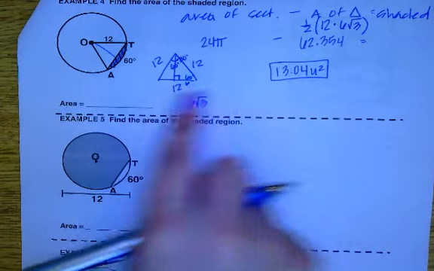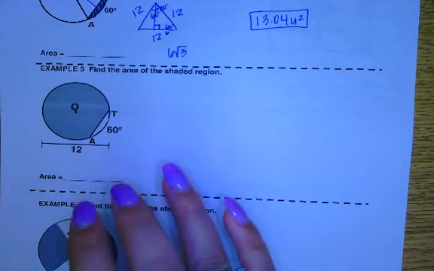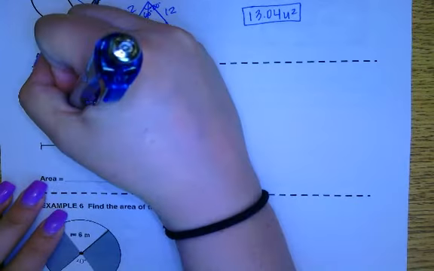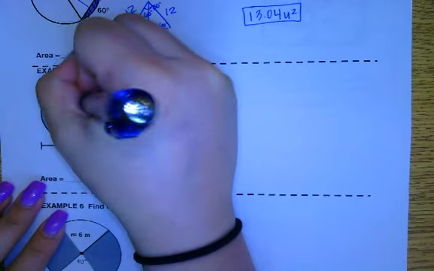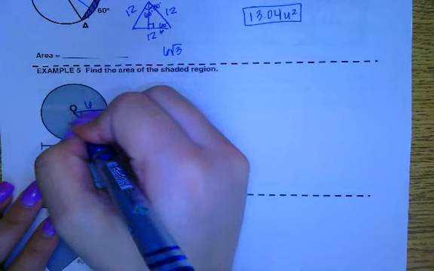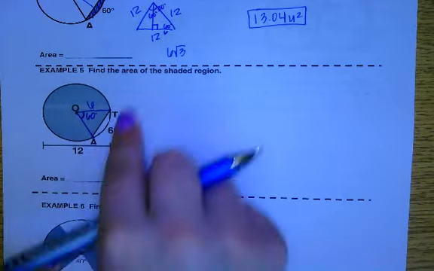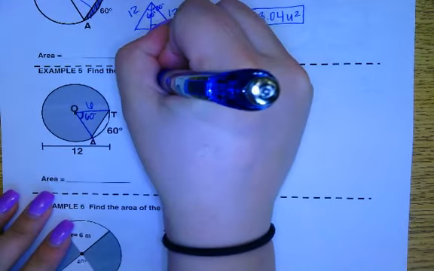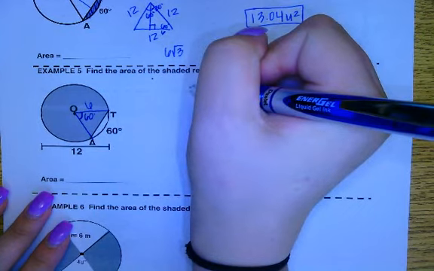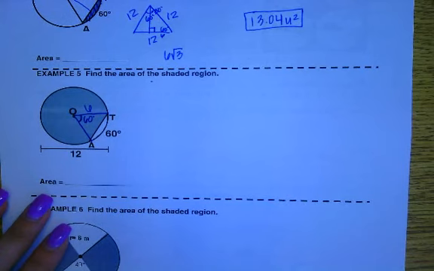Find the area of the shaded region. This time, what is your radius? 6. And what is your central angle? 60. Okay, so this time we want the shaded region, so how are we going to figure that out? Of the sector subtract by the area of the triangle, and then do area circle minus all. Or do find the shaded region and then find an area of the circle.